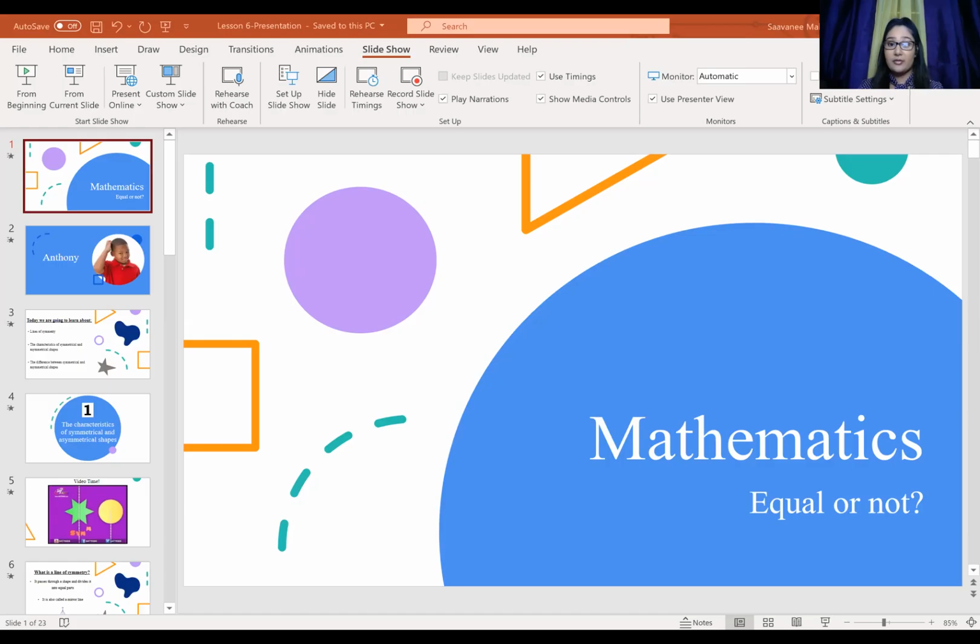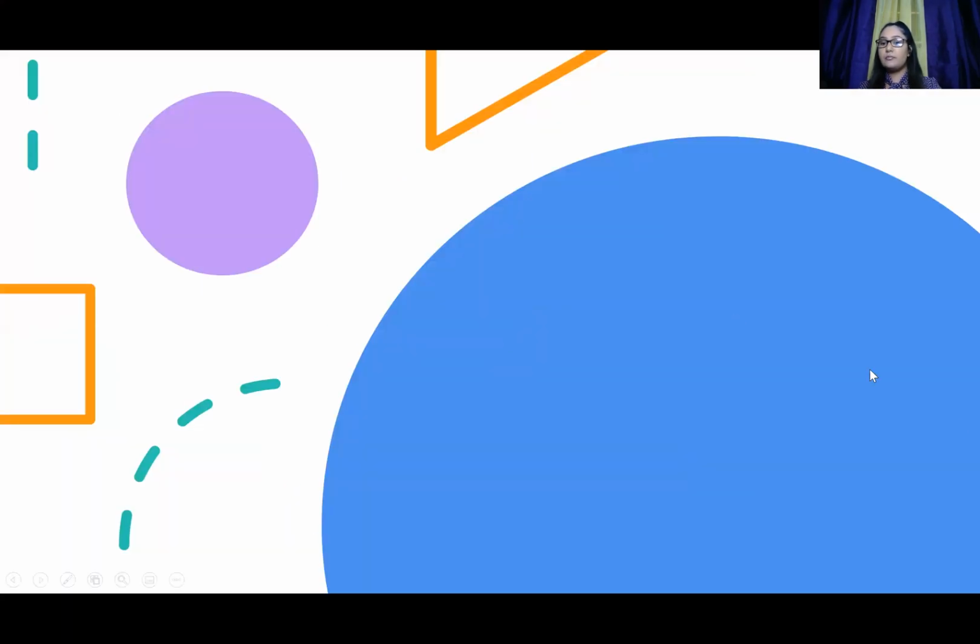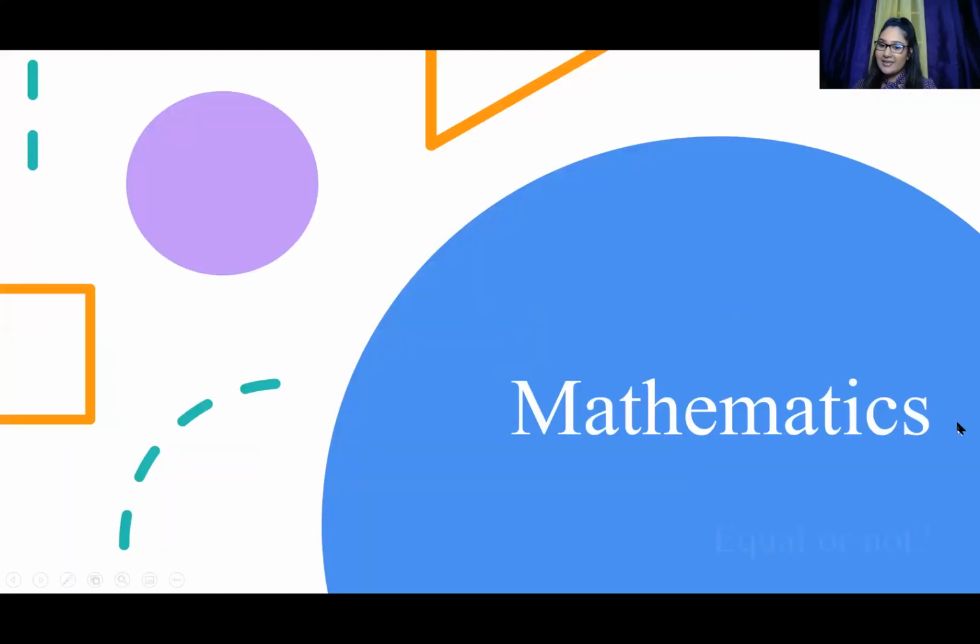Today we are going to continue our classes with math. We're going to do our mathematics lesson today, and the topic for today is equal or not. I'll give you a little hint. The slide has some shapes and some lines that can tell you a little more about why the topic for today is equal or not. Let's continue. But before we go into the lesson, I have a situation that I need your help with. Are you all willing to help?